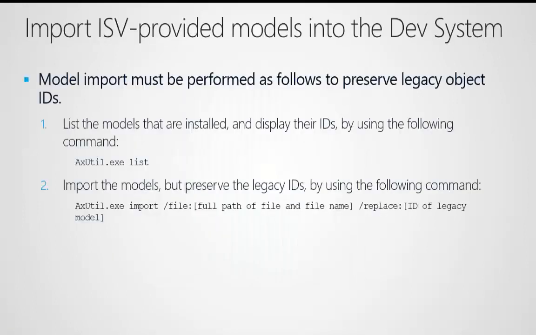The next step is to import any ISV-provided models into your dev system. You may not have an ISV model, and in that case you can ignore these steps. If you do, you need to make sure that the ISV has a version for R3 available to you before you can continue the upgrade. It's important when you import the ISV model that you do it in a particular way to preserve the legacy object IDs. You can see the steps on the screen on how to do this, and this is detailed within the upgrade guide on TechNet.